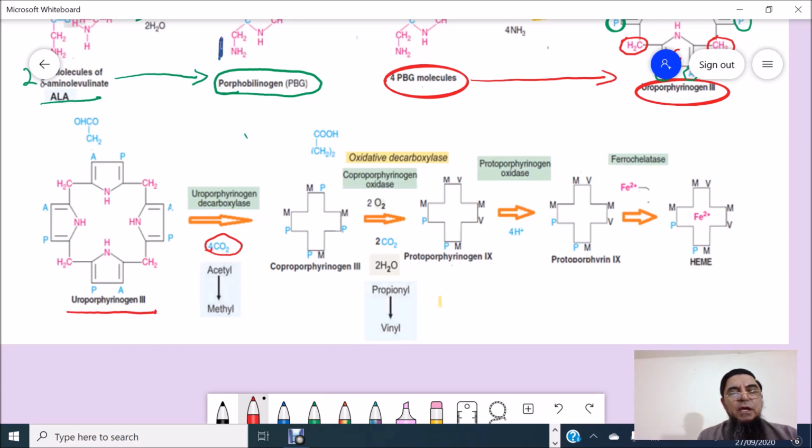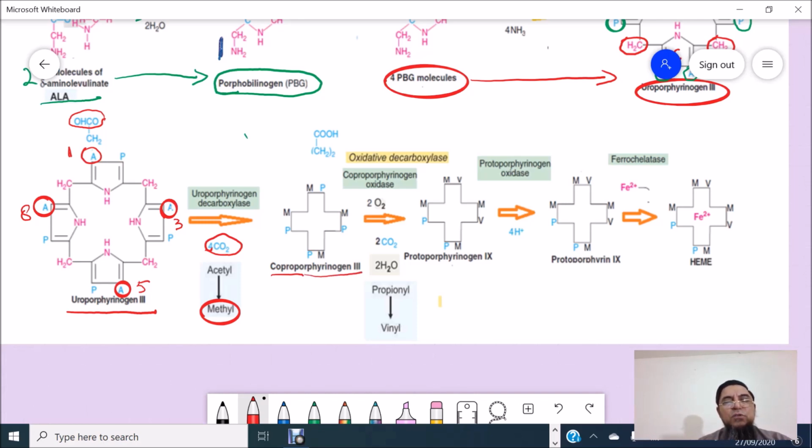Four carbon dioxide will be removed from the acetate sites, all the acetate sites, and these are position 1, position 3, position 5 and position 8. So at 1, 3, 5 and 8, carbon dioxide will be removed. And once we remove carbon dioxide from acetate, the acetyl group will convert into a methyl group, or CH3 group. So at all these four positions, the product will be coproporphyrinogen 3. Then we will have a methyl group at position 1, position 3, position 5 and position 8.